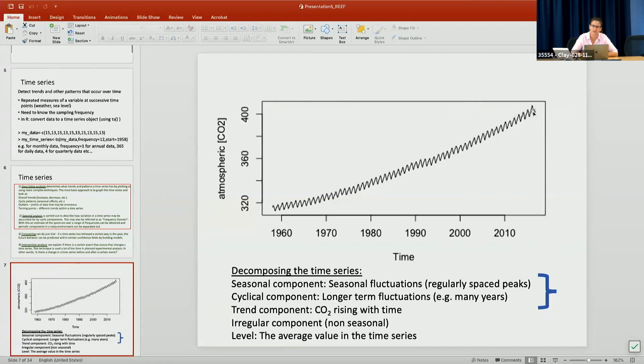Here we are, where we are consistently above 400 all year round, and we started off at about 280 in the pre-industrial, right? So what you can see here straight away is that there is a trend, and it's an upwards trend. That's what we're trying to curb now. And there's another thing which is happening, which is the seasonal component. There's some fluctuation that's happening regularly. There are peaks that are spaced regularly, and actually the amplitude of those peaks is also quite regular.